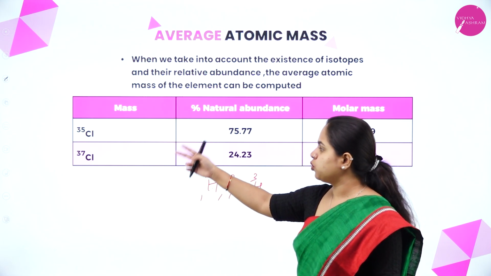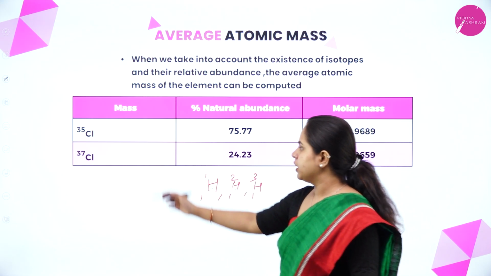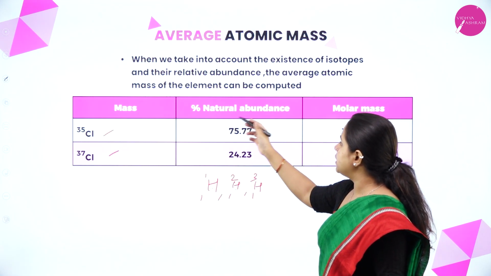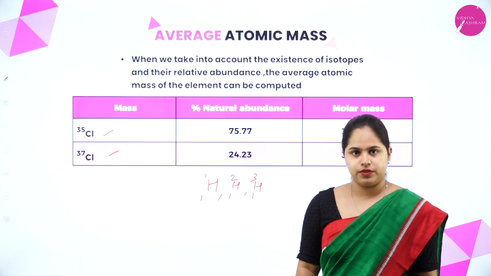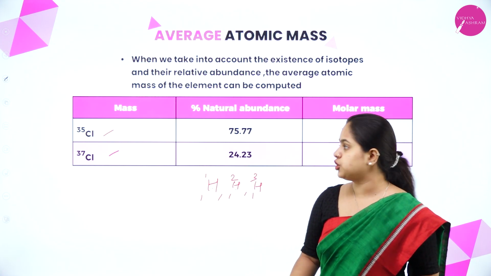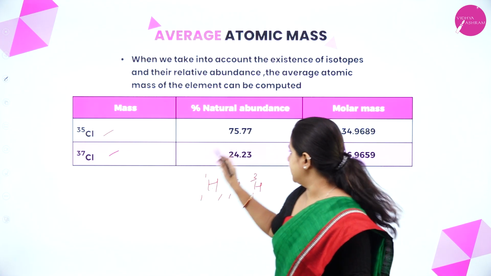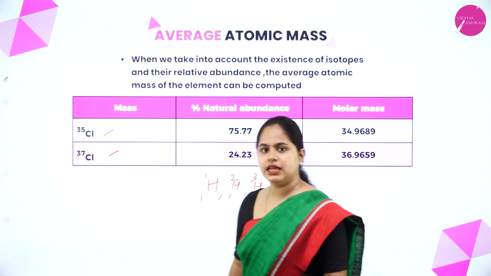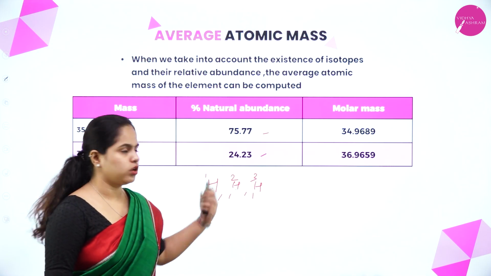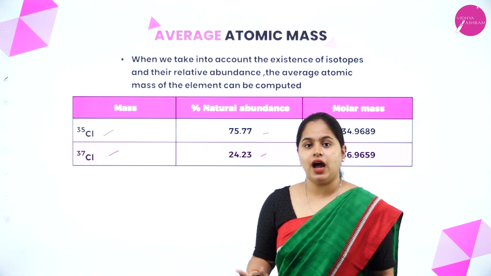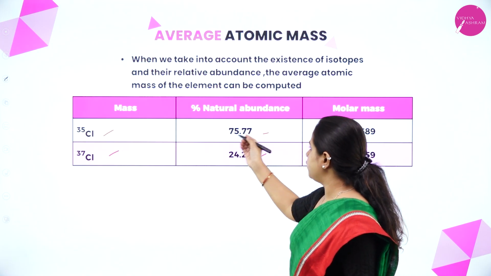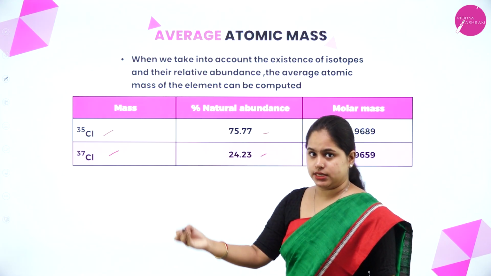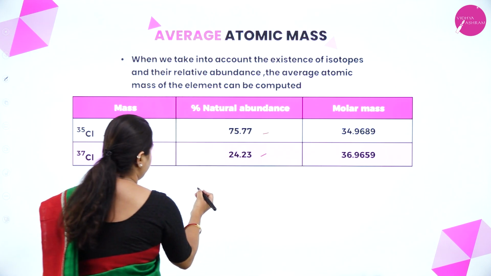There are 2 isotopes of chlorine present, chlorine 35 and chlorine 37. The percentage abundance is given, how much percentage of chlorine 35 and chlorine 37 is present, and their masses are also given. So how do you find the average atomic mass? The percentage abundance is given here. It is in percentage, so you have to divide it by 100.